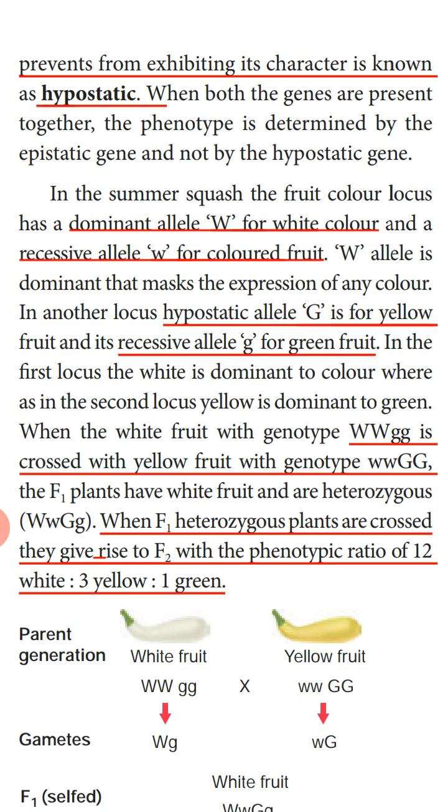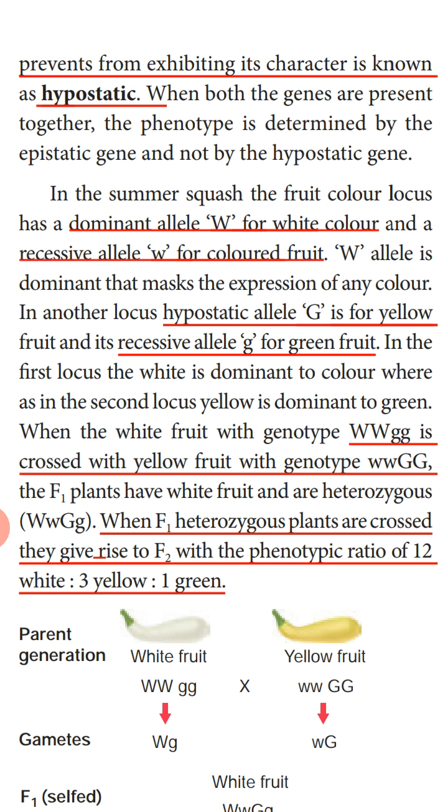So it's clear: in summer squash the fruit color locus has a dominant allele W for white color and a recessive allele, represented by a small letter, small w, for colored fruit. The W allele is dominant and masks the expression of any color. So if capital W is present, no other color will be produced, and the fruit will be white.